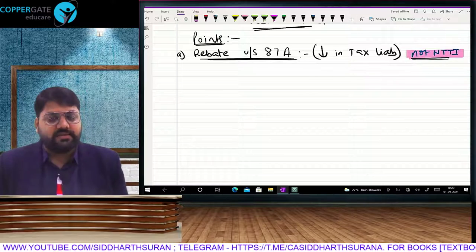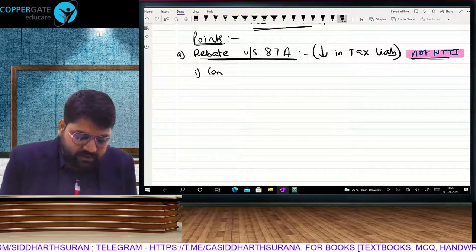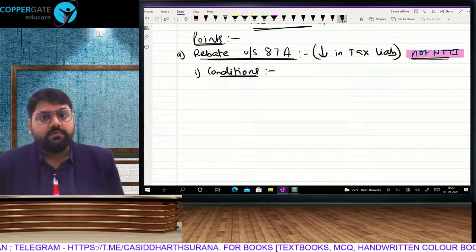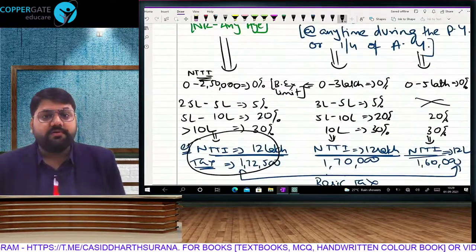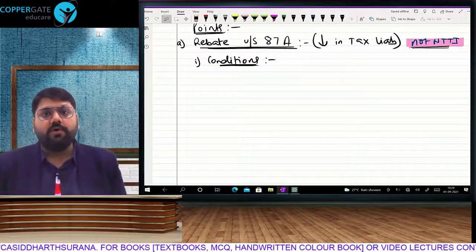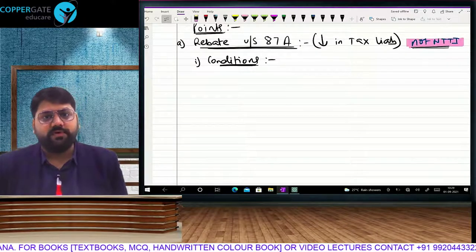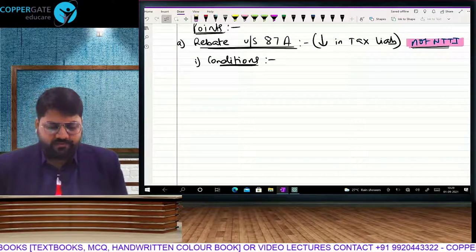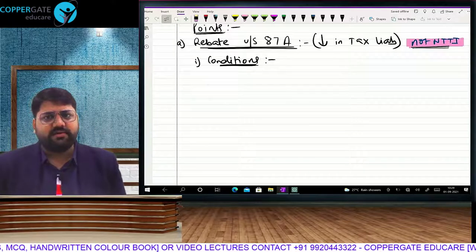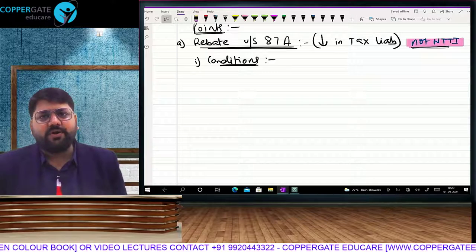But while you are dancing, you should have answers to two questions. Question one, what are the conditions to get rebate? Do you give rebate to everyone? If you do, then reduce it here itself. Why is it a separate concept? Because the truth is, rebate will not be available to all assessees. What are the conditions to be eligible for rebate? First question. And of course, can you guess the second question, please?